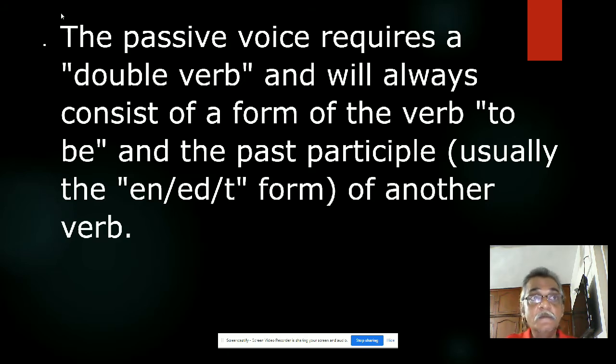form of the verb, to be, and the past participle. Now the past participle of verbs normally end with en or ed or t. So we have spoken, given as past participles, demanded, decided with the ed. And with the t we have leapt, cleansed, dreamt, swept, ending with t.